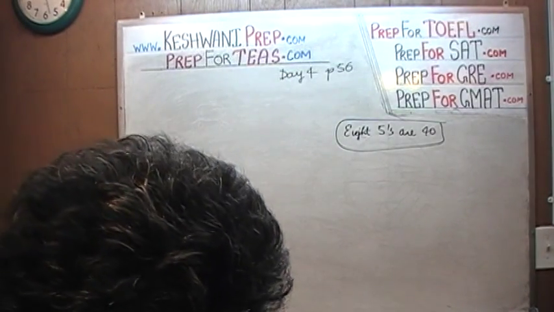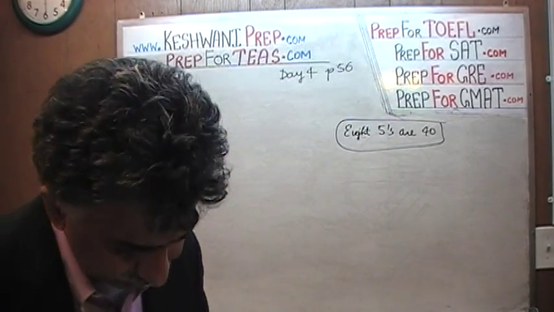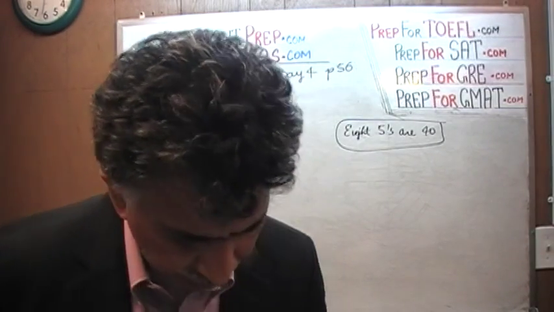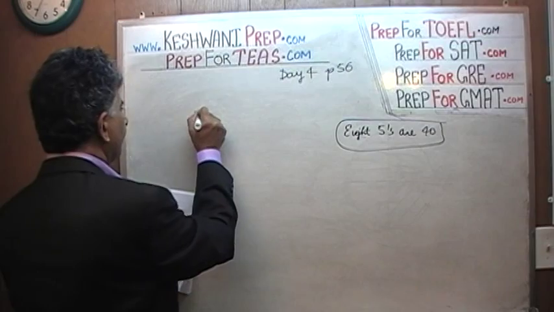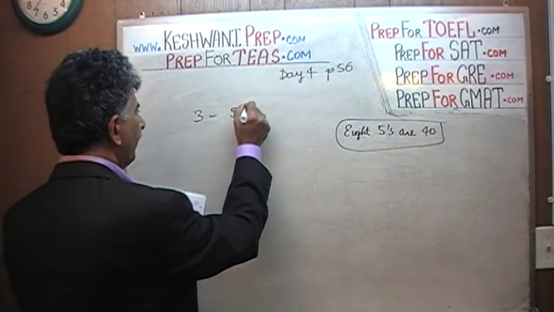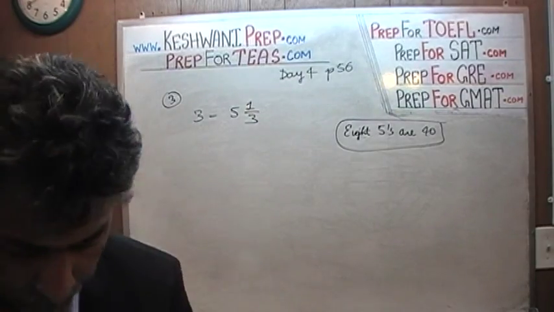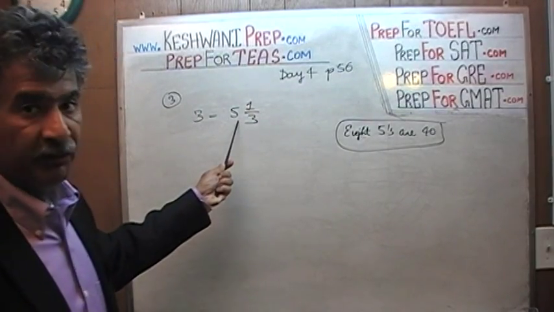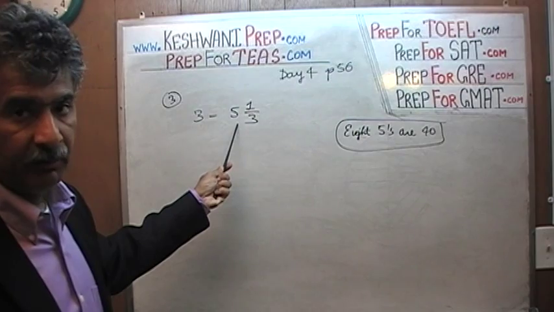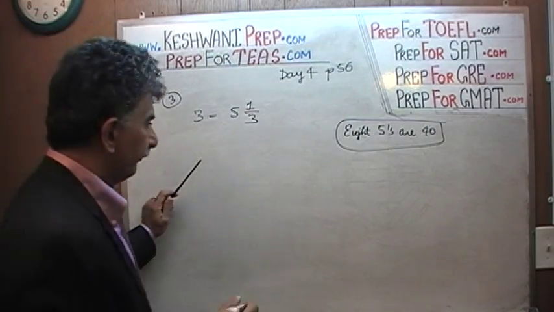Number 3 says 3/15. Is that right? No. 3 minus 5 and 1/3. This is number 3. The very first thing we have to figure out here is what this 5 and 1/3 is. This is called a mixed fraction. What is it in improper fraction?